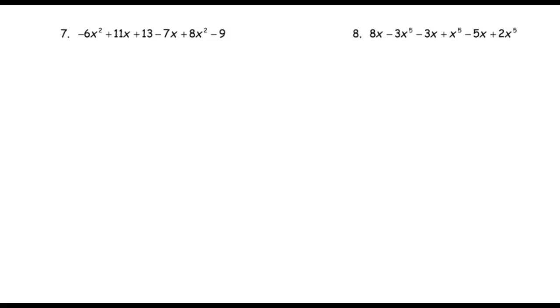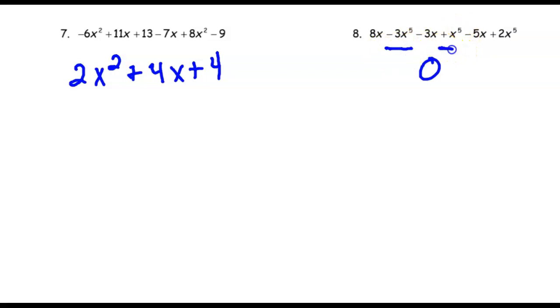Okay, when you do that, your final answers should be: 7 should be 2x squared plus 4x plus 4. And 8, actually everything should cancel out, so you're going to end up with 0. There's nothing that's going to be left, and let's try to do that. So if we look at our negative 3x to the fifth, negative 3 plus 1 is negative 2. Negative 2 plus 2 is 0. So it's 0x to the fifth, which is just 0. And here we have 8x minus 3x is 5x. 5x minus 5x is also 0. So that's how we get a final answer of 0.